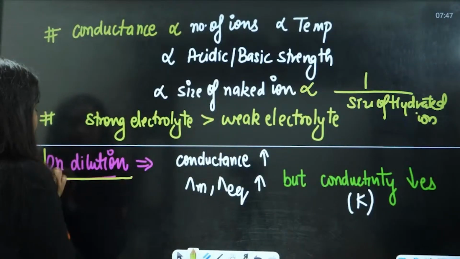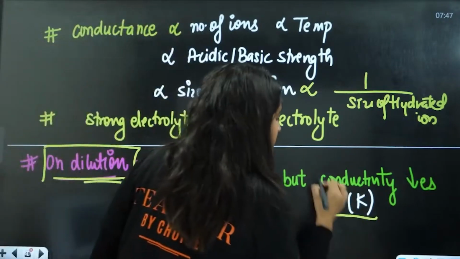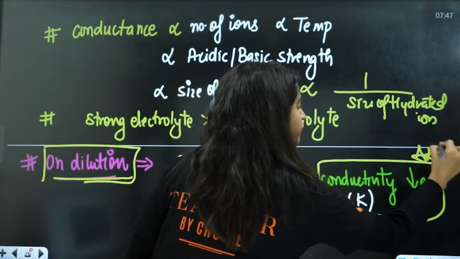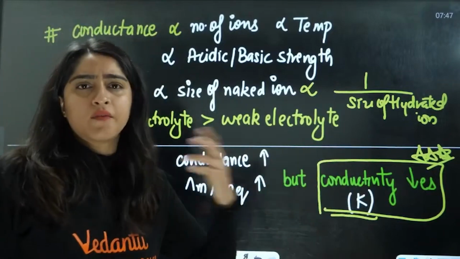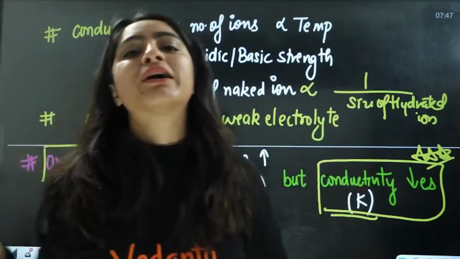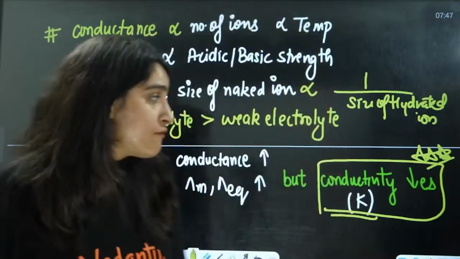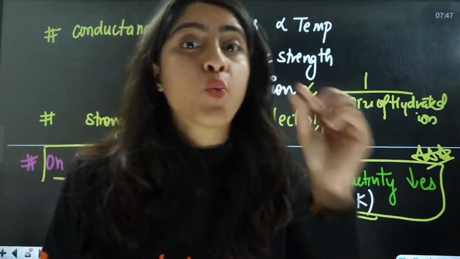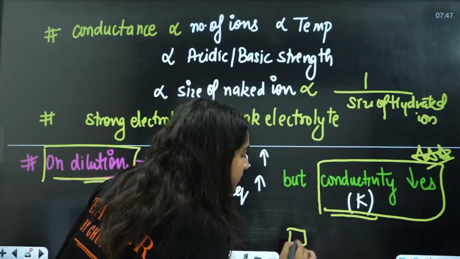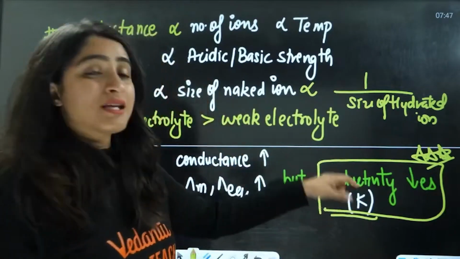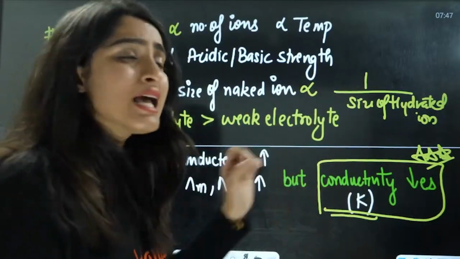Now, on dilution, everything increases, just conductivity decreases. Very important thing. On dilution, when you are adding water, why so? Conductance and conductivity are not the same. In the whole mixture, the number of ions increases. But when we talk about conductivity, that is per unit volume, the distance is more, so the ions will be fewer in that unit volume. That is why conductivity, kappa, decreases, while conductance, molar conductivity, and equivalent conductivity all increase.